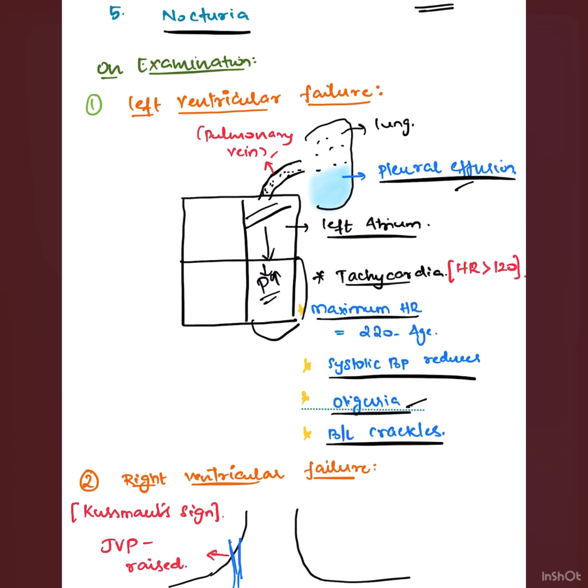Maximum heart rate, that is tachycardia. In left ventricular failure, the main characteristic feature is that the heart rate is maximum. So how do we find out the maximum heart rate of a person? We have a formula for that: 220 minus age. Suppose the patient is 60 years old, then we do 220 minus 60. What is the answer? We get nearly 160. So we have to calculate the maximum heart rate.